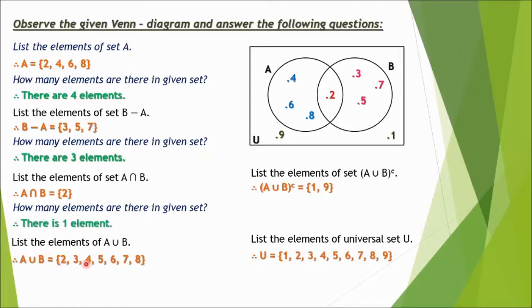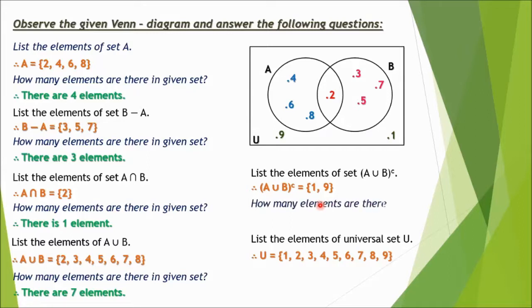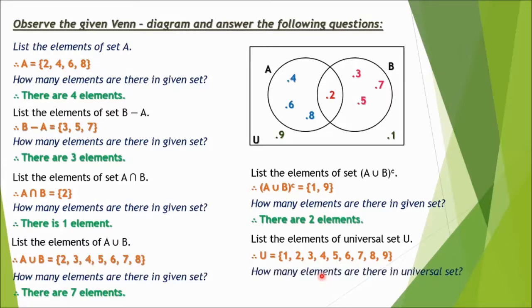And here, 1, 2, 3, 4, 5, 6, 7, there are 7 elements in A union B. Now here how many elements are there? There are 2 elements in this set. Here how many elements are there? There are 9 elements in the given universal set. So you can count the number of elements inside a set.